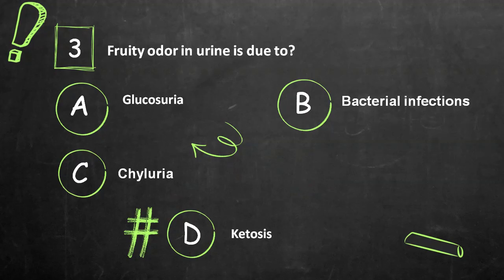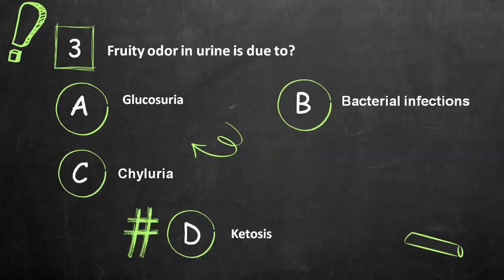It is the dangerous complication of diabetes. It takes place when the ketones build up in the blood. And not only in this condition, but other conditions such as maple syrup urine disease. In case of maple syrup urine disease also, we can see the fruity odor.